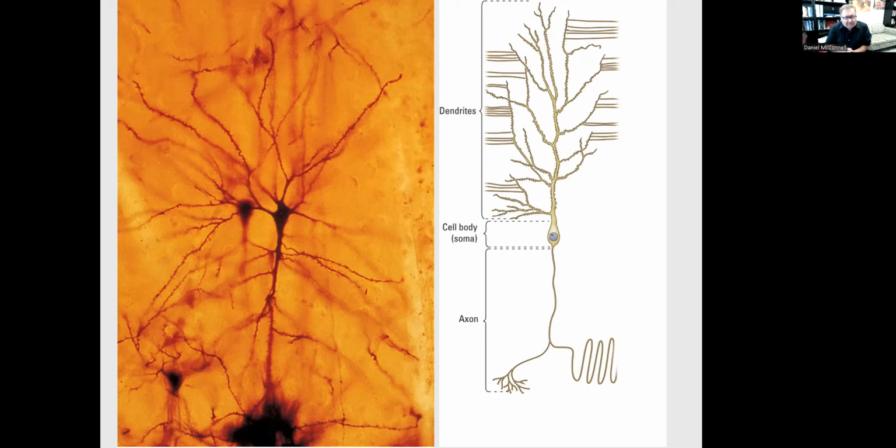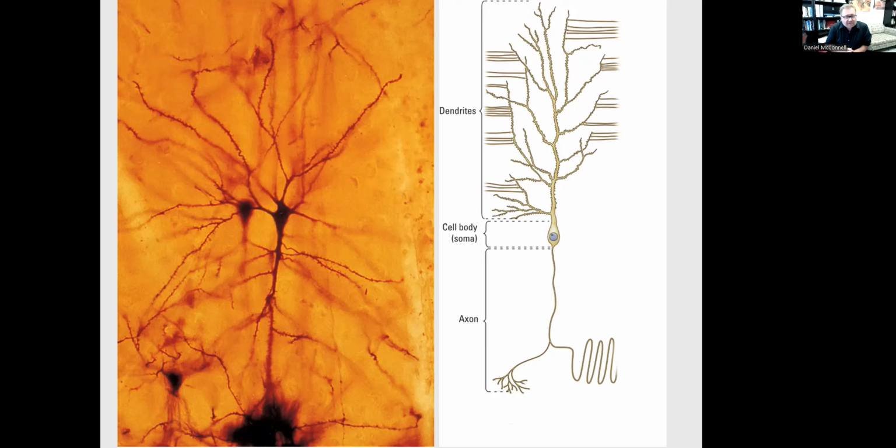And so we learned from this that there is a very standard structure to most neurons. And we see that represented in the drawing on the right, which is again a more modern drawing that shows the cell body or soma that houses the cell nucleus and regulates all of the basic metabolic processes in the cell.